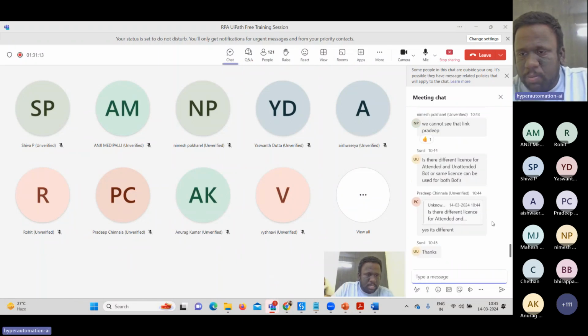Is there a different license for attended and unattended? Yes, we have different licenses, which we will discuss going forward.